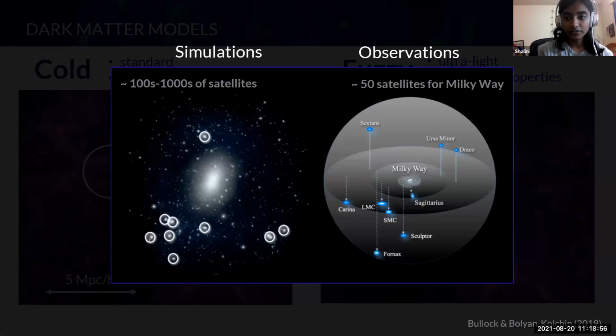For example, on the left is a Milky Way-like simulation using cold dark matter that has hundreds to thousands of surrounding satellites. Meanwhile, our own Milky Way has around 50 known satellites. And so there's this discrepancy between observations and simulations in terms of the number of purely dark halos and which of those actually lead to galaxy formation.